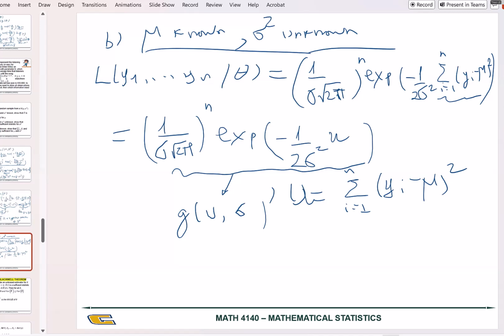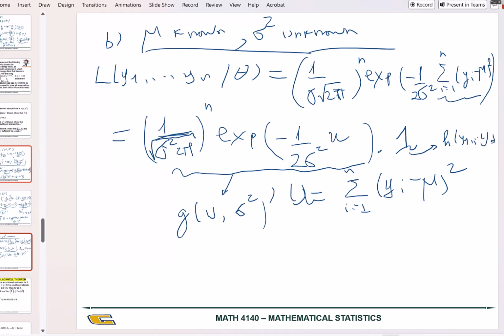You can put this under the square root here, and you get 2 sigma square. So this part is just a function of g(u, sigma square), and this other part is 1, times 1. So basically your 1 here is your h of y1 to yn.